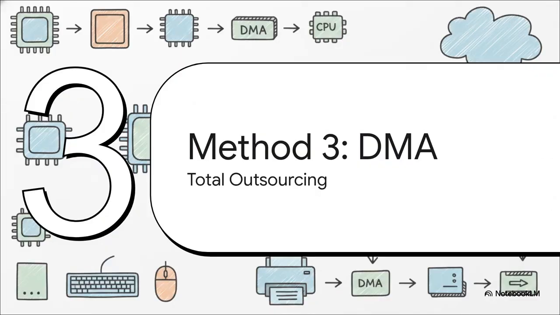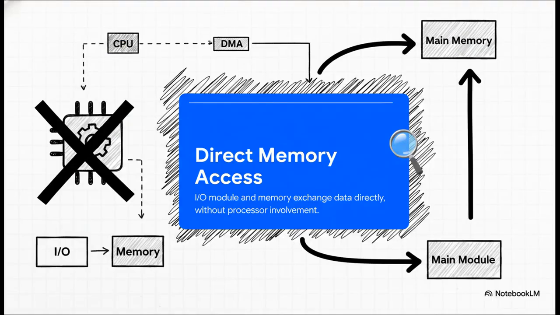Which brings us to Method 3, Direct Memory Access, or DMA. This is a total masterclass in delegation. See, for moving real heavy volumes of data, relying on the processor to touch every single piece is still just way too slow. The industry needed an ultimate solution, and direct memory access fundamentally flips the architecture on its head. DMA is a technique where an entirely separate, specialized module on the system bus is capable of mimicking the processor. In this mode, the I/O module and main memory exchange data directly with each other, completely bypassing the processor.